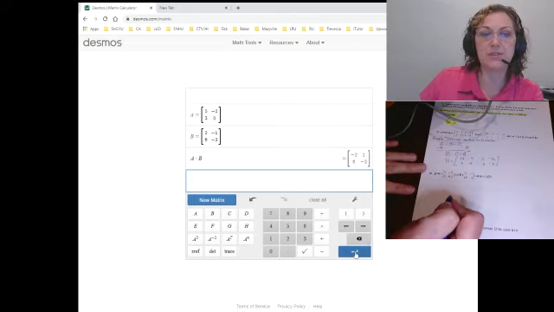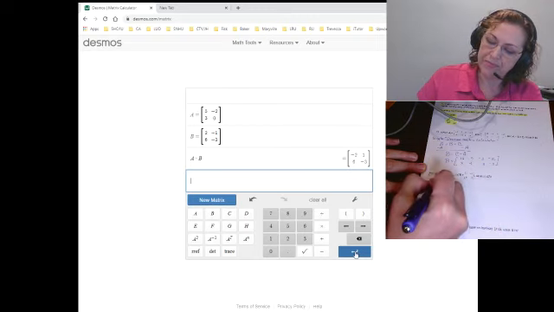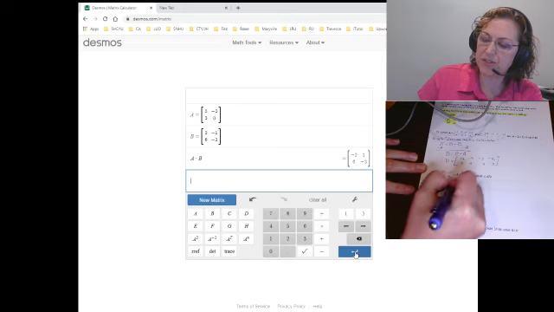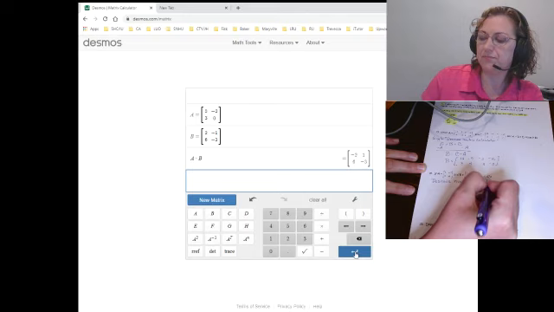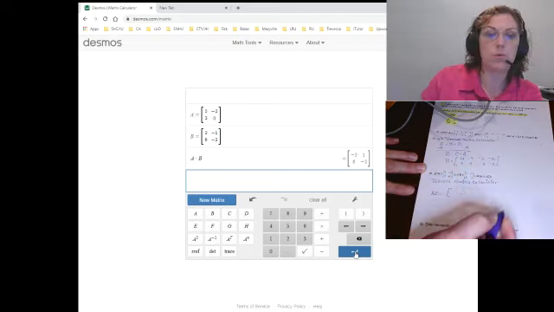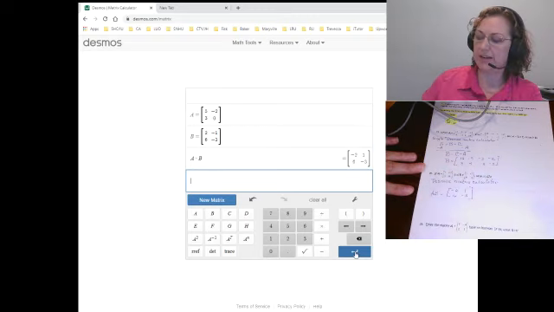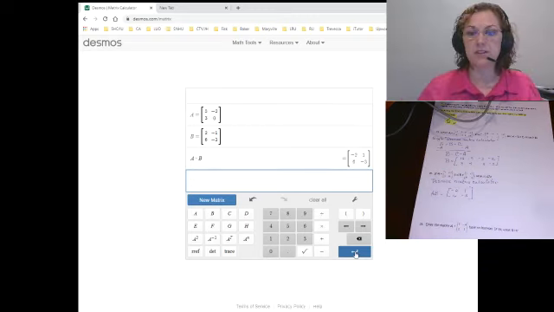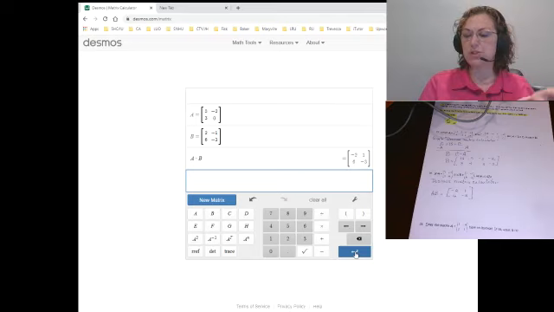The calculator found it. So my answer for A times B. And again, let's make a little note. We're using the Desmos matrix calculator, and we get that A times B equals -2, 1, and 6, -3. Really, really, really use your Desmos calculator on the final exam. Okay, we want you to use it.